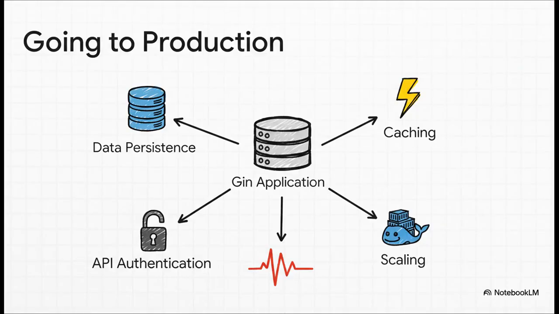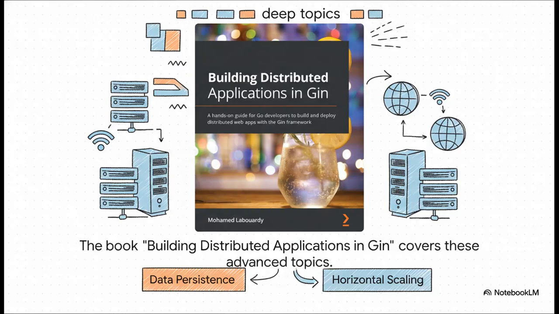Going to production means a whole new checklist. That simple in-memory data we used? Nope, that's got to be a real database, like MongoDB. To keep things fast, you'll want a caching layer, like Redis, to serve up common requests instantly. Security is absolutely non-negotiable, so you'll need API keys or JWTs. For deployment and scaling, you're going to want to containerize your app with Docker. And finally, you need health checks, so orchestration tools like Kubernetes know if your app is alive and ready for traffic. Now, each one of those points could be its own deep dive.